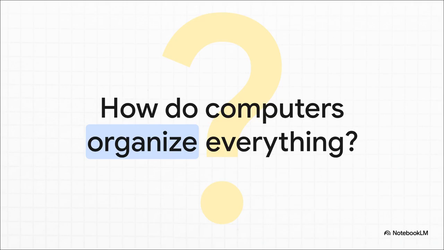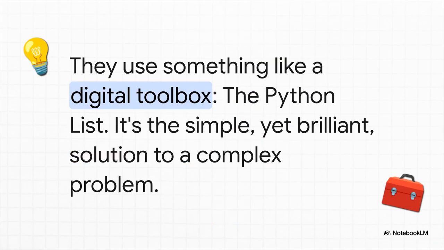But let's back up for a second. Ever wonder how computers handle, well, everything? From your to-do list to massive scientific data sets, how in the world do they keep all that information straight? Well, a huge part of the answer is this really elegant and powerful idea that works just like a digital toolbox. And in the world of Python, that's what we call a list. It's a surprisingly simple solution to a really complex problem.